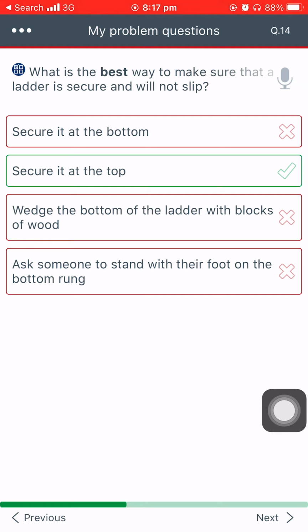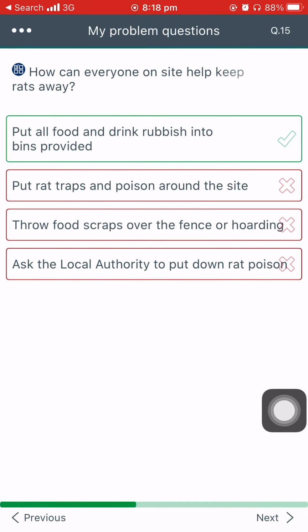What is the best way to make sure that a ladder is secure and will not slip? Secure it at the bottom. Secure it at the top. Wedge the bottom of the ladder with blocks of wood. Ask someone to stand with their foot on the bottom.